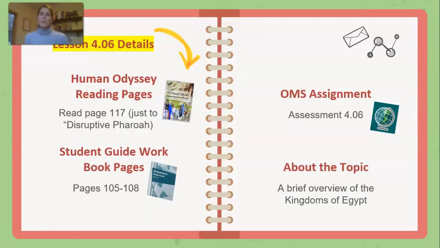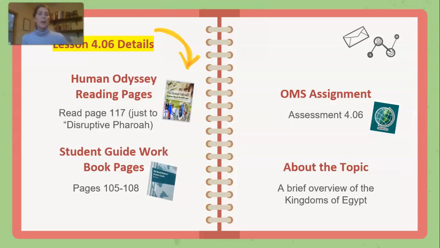So our lesson 4.06 details our Human Odyssey reading pages. We just have one page to read actually, page 117. You just read to the part where it says Disruptive Pharaoh. Read up to that part. Your student guide workbook pages 105 to 108. Your OMS assignment is your assessment 4.06.